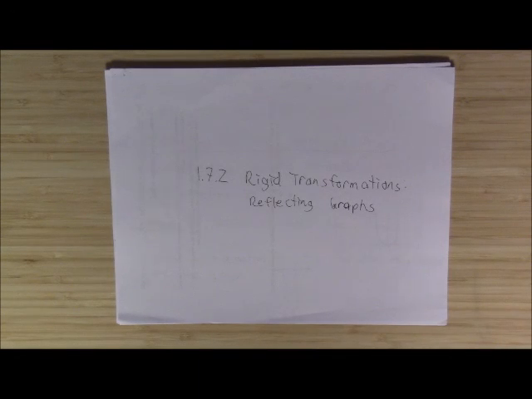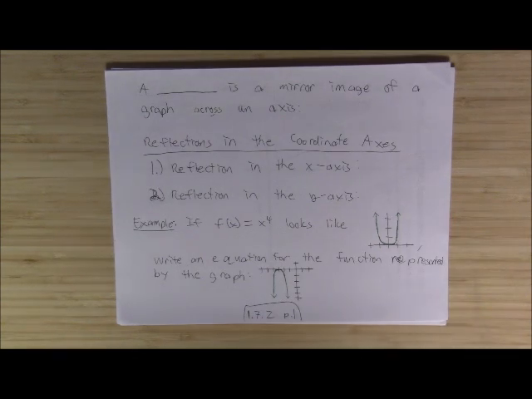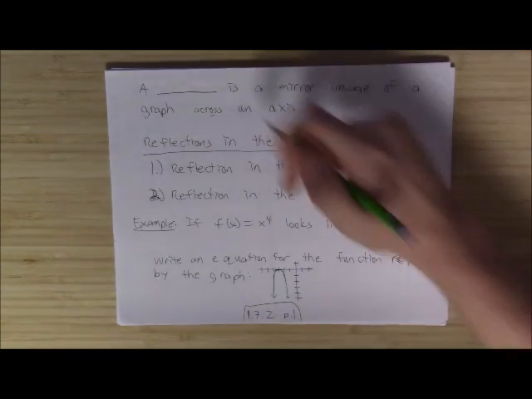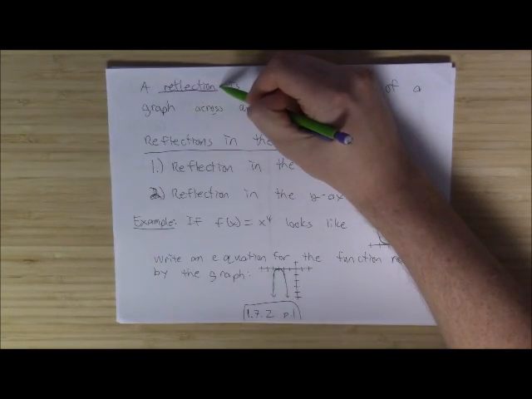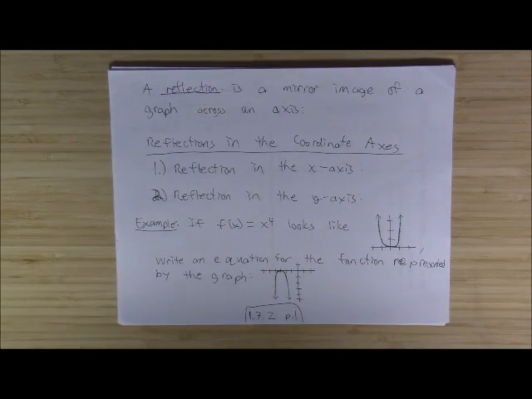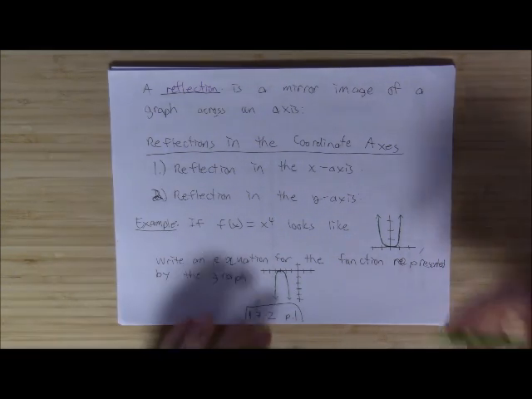In this video, we'll be talking about our second rigid transformation, which is reflecting graphs. So first of all, a reflection is a mirror image of a graph across an axis. Since there's two different axes, we can actually get two different reflections. There's a reflection in the x-axis.